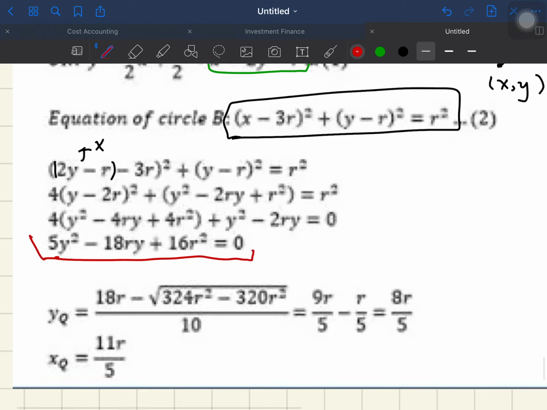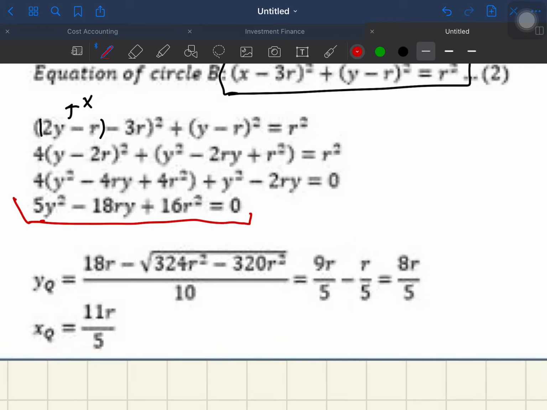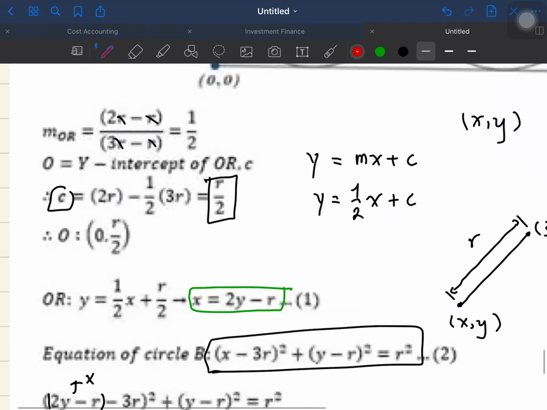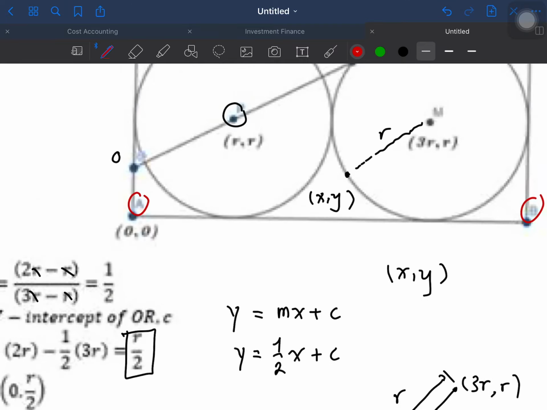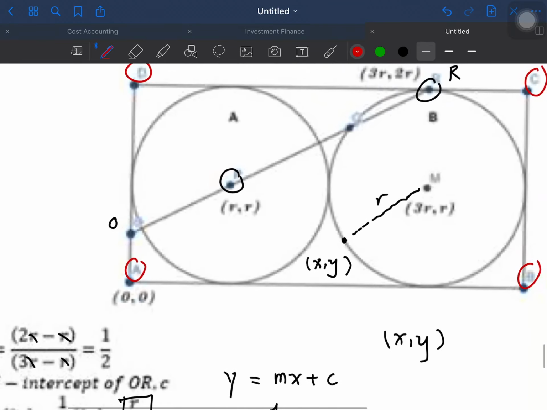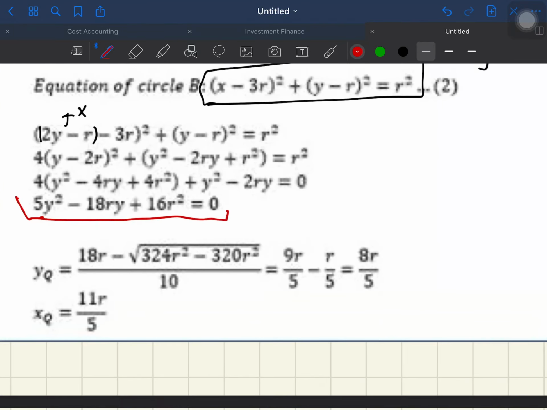And you can solve y in terms of r by using the quadratic formula. Just treat r as a constant, because in this diagram, circle A and circle B have the same radius, and circle A and circle B are inscribed in the rectangle ABCD. When they are inscribed in the rectangle ABCD, they have basically no change in radius, and they just have the same constant radius according to our assumption, and hence we'll get two answers.